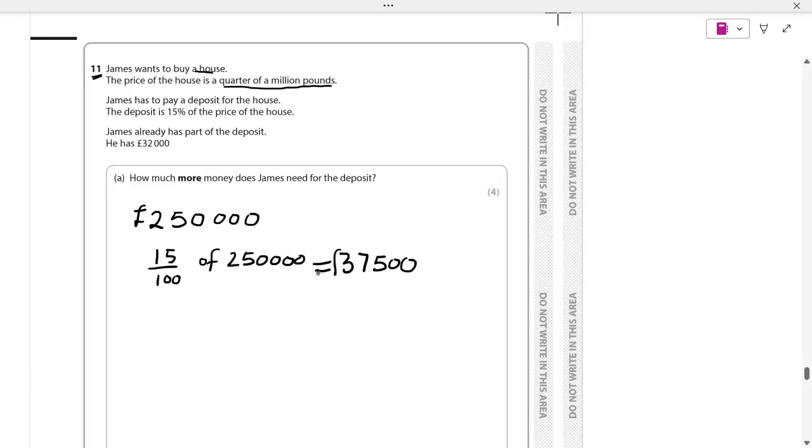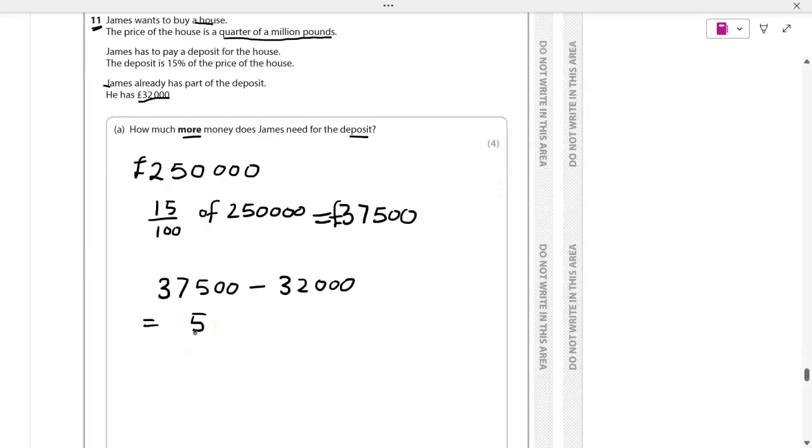37,500 pounds. Back to the question. James already has part of the deposit. He has 32,000. How much more money does James need for the deposit? So now we need to do 37,500, take away the amount he has, which is 32,000. This will give you 5,500 pounds. So James needs 5,500 pounds more for his deposit.